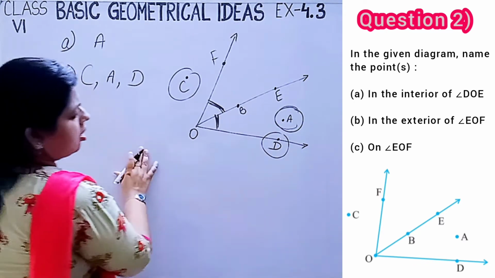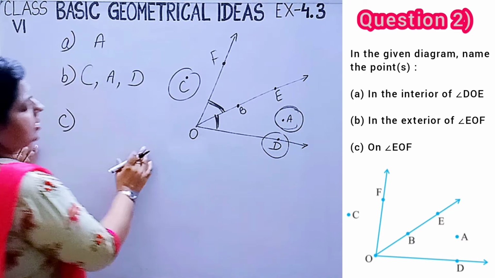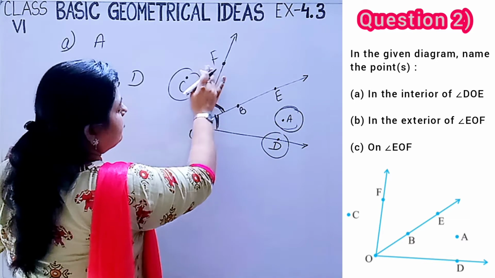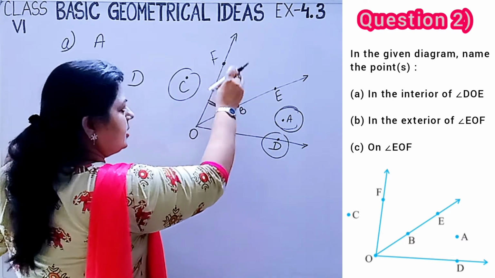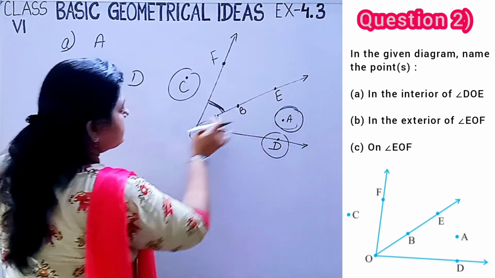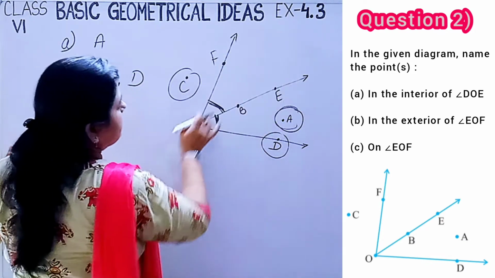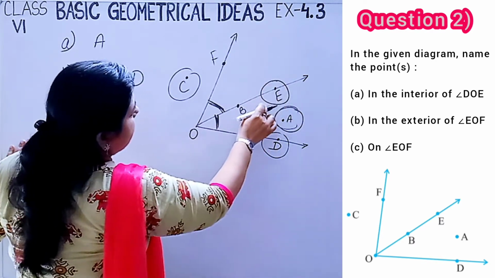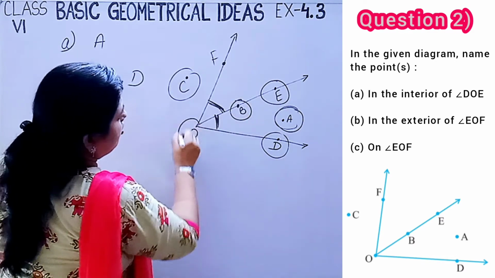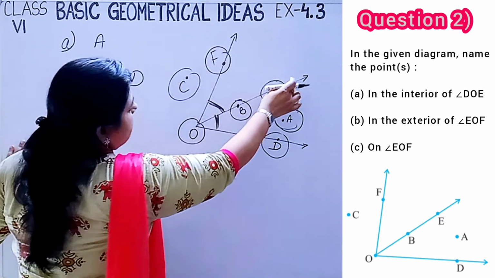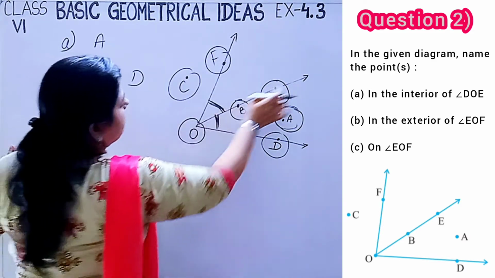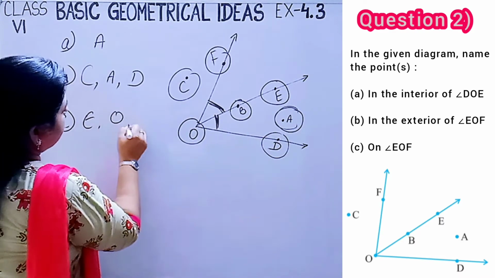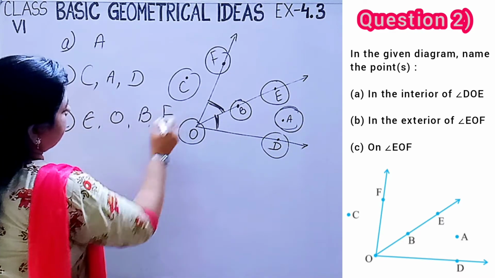C. On angle EOF. Here EOF. So we have to find out the point which are lying on, not interior, not exterior, on this angle, on this line. So here first point is E, second one is B, third one is O, and last one is F. So these all are lying on this angle E, O, B, F. Answer.